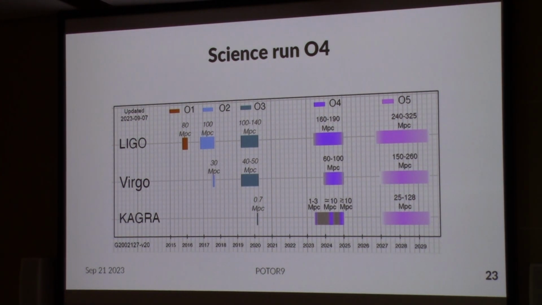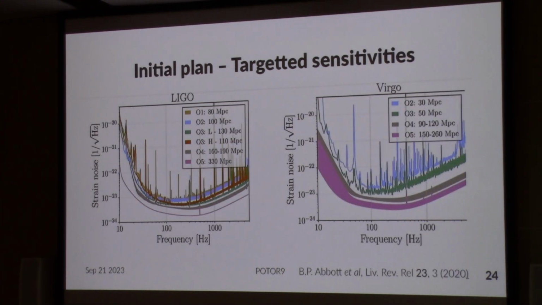Okay, so let me switch to the second part of my talk, the status and outlook. So we are now in O4, therefore starting a new science run. This was the initial sensitivity curve that was expected for O4: 160 to 190 megaparsec for the BNS range for LIGO, and 90 to 120 for Virgo. We are not completely there yet, but LIGO has made very good progress.